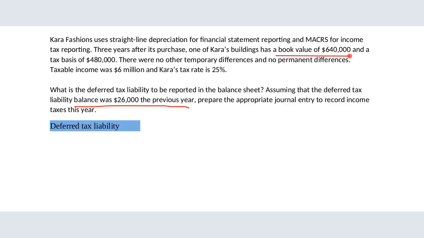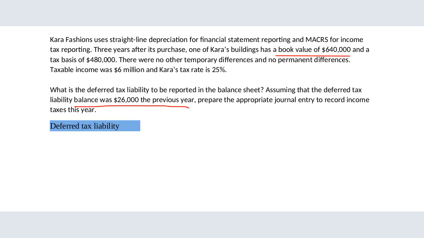Where does the book value come from? Where do we get the book value from? For a building, for a plant asset, for property, plant, and equipment, where do we get it from? We get it, thank you, Paula. We get it from the balance sheet, okay? We get it from the balance sheet.